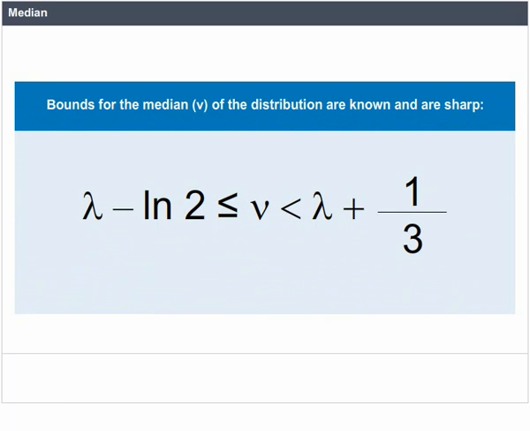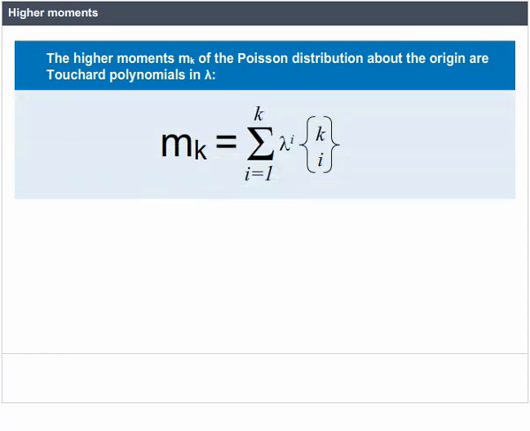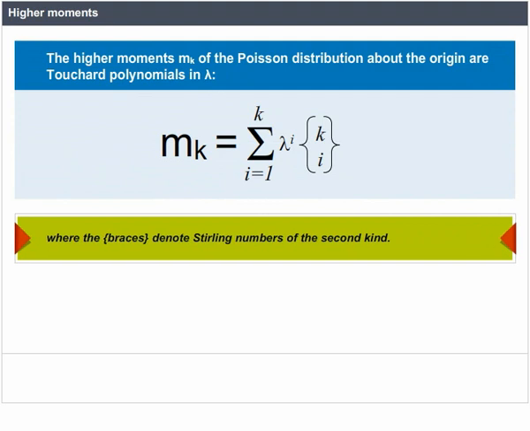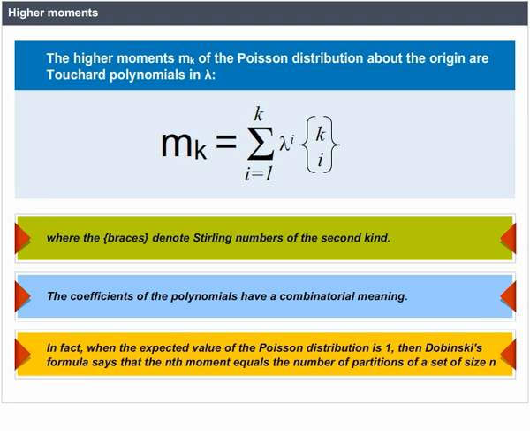Higher moments. The higher moments m_k of the Poisson distribution about the origin are Touchard polynomials in lambda. m_k is equal to the summation i equals 1 to k of lambda to the power i times the Stirling number of the second kind k, i, where the braces denote Stirling numbers of the second kind. The coefficients of the polynomials have a combinatorial meaning.